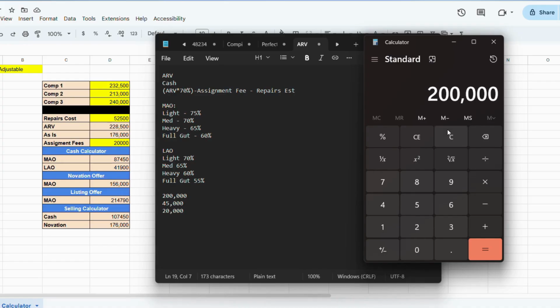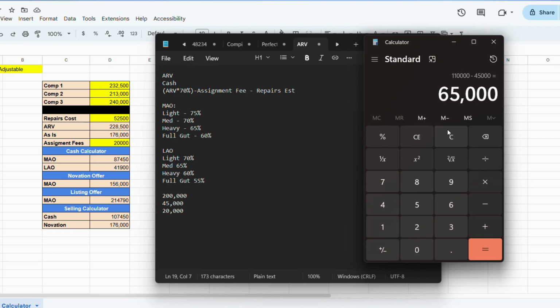Now, let's calculate the lowest allowable offer for the same property. It's going to be 200,000 multiplied by 65%, minus my assignment fee, which is 20,000, minus 45,000 in repairs. So that means my lowest allowable offer is 65 and my highest allowable, or the maximum allowable offer, is 75.